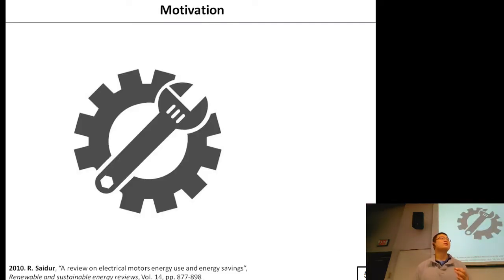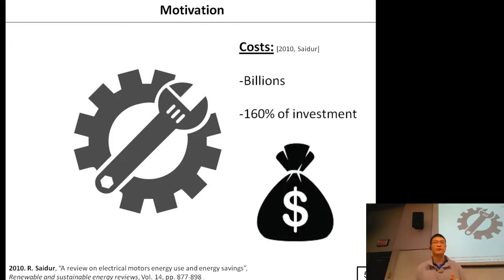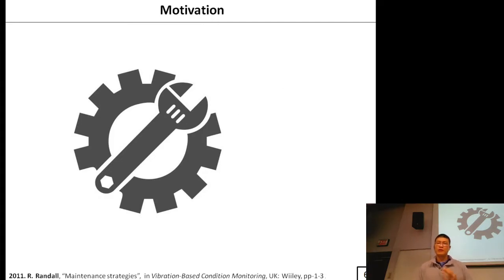Having such big and widespread uses, the issue is maintenance. There are costs associated with that, up to about 160% of the initial investment. And so how exactly do we do maintenance in a cost-effective manner?